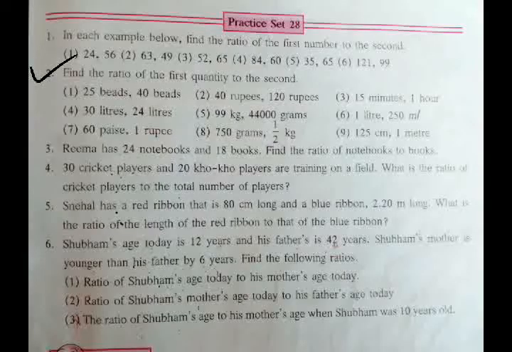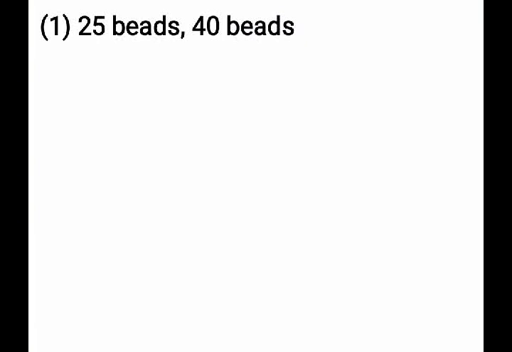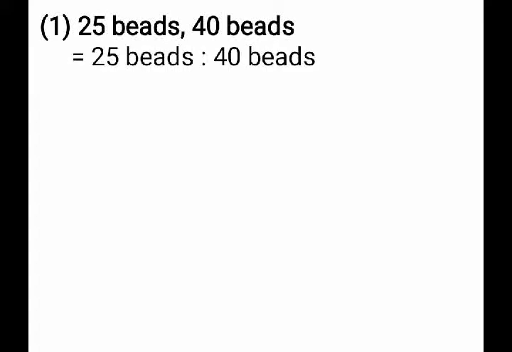Find the ratio of the first quantity to the second. First one, 25 beads, 40 beads. First quantity is 25 beads. Second quantity is 40 beads. So you have to write the ratio form of first quantity to the second quantity. That is 25 beads is to 40 beads. Now you have to write the fraction form of 25 beads and 40 beads to find the ratio. That is 25 upon 40.